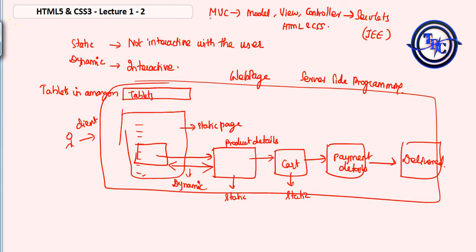What is meant by model? Model is nothing but the data. Mainly databases are used to store the data and manipulate the data. View is nothing but what the user sees. So if he goes to the Amazon page, he will be logging in, or without logging in she can search for the tablets, right? Whatever she sees on her front is said to be the view, for which HTML and CSS are used. So nothing but presentation.